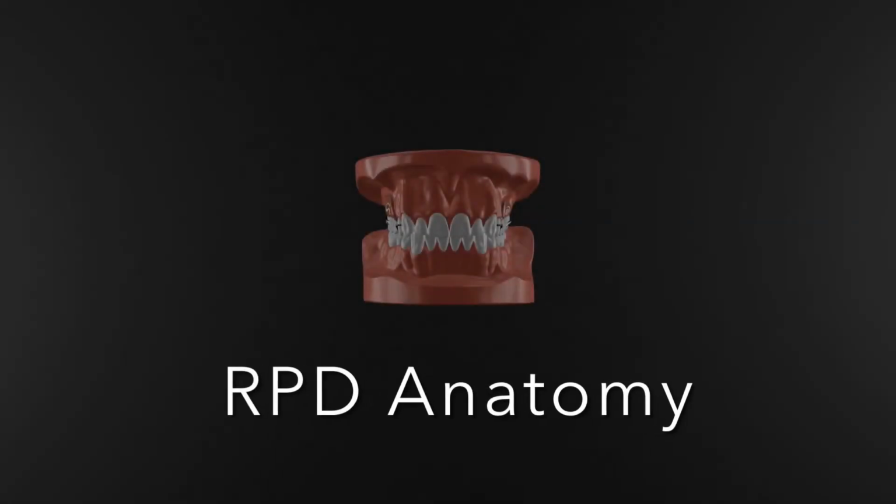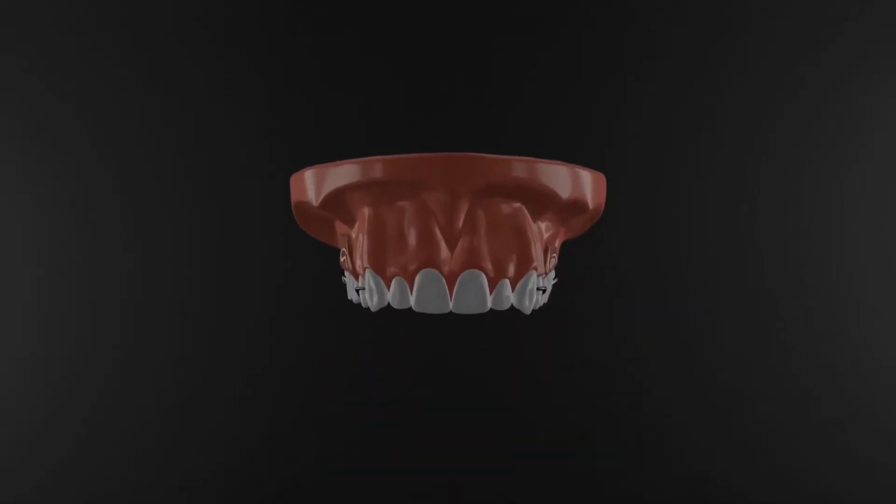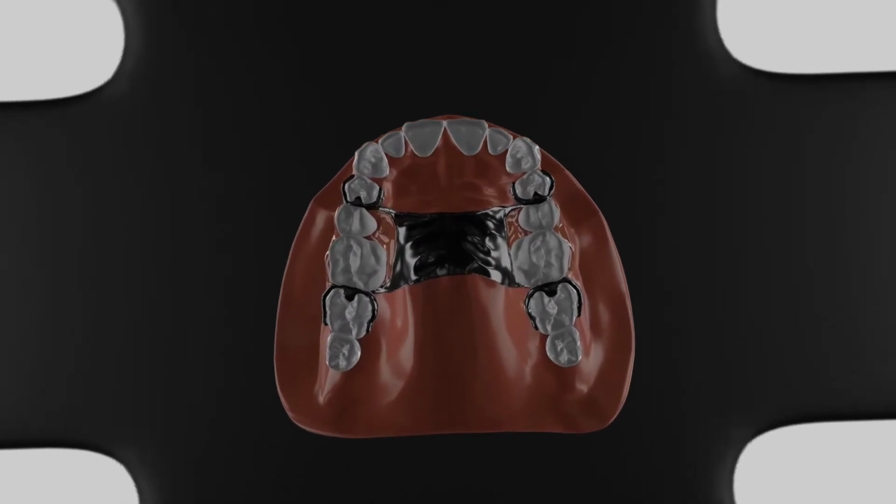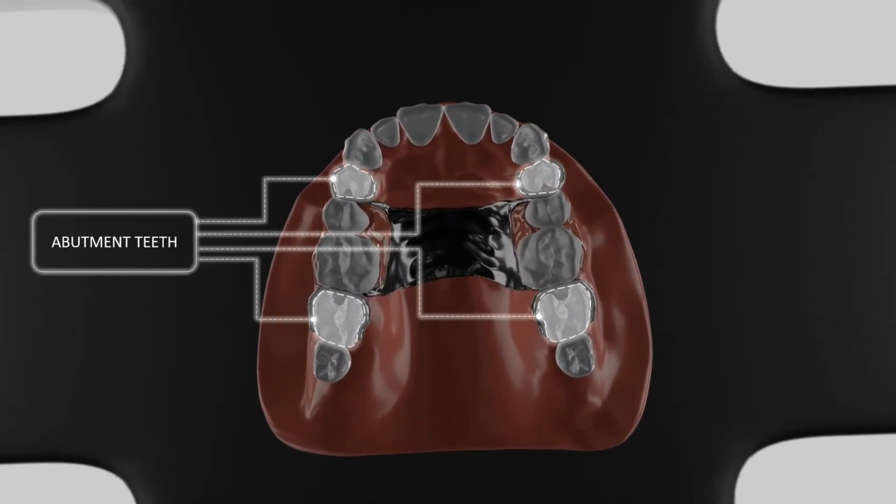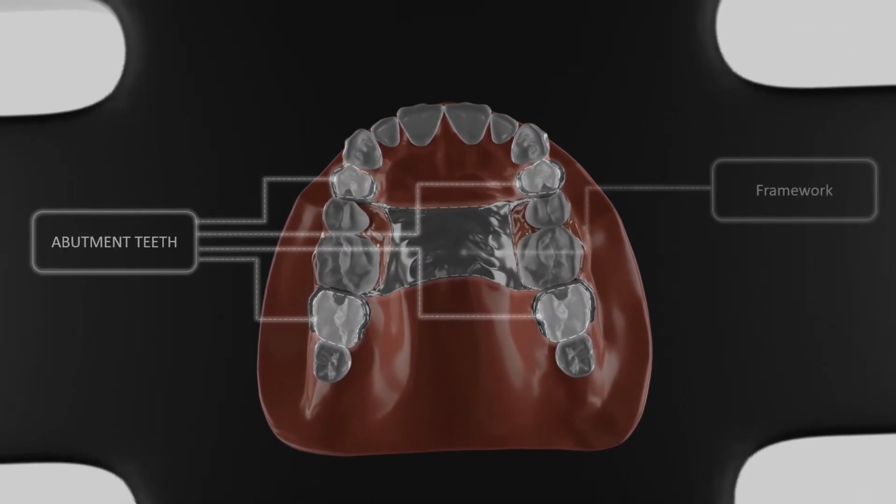Hello. Today we'll be discussing RPD anatomy. Abutment teeth exist on either side of the edentulous space.